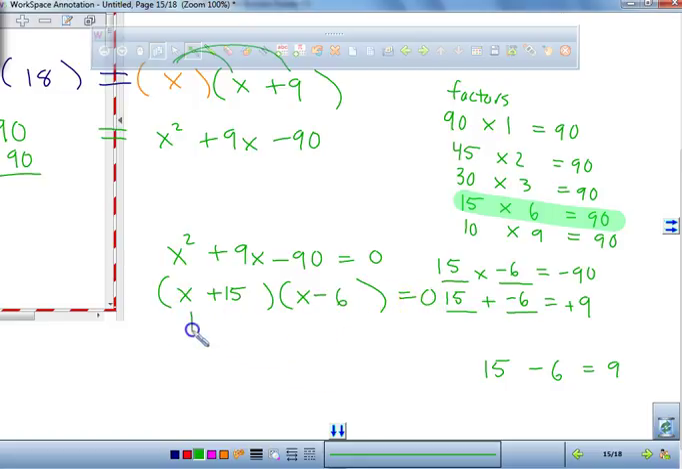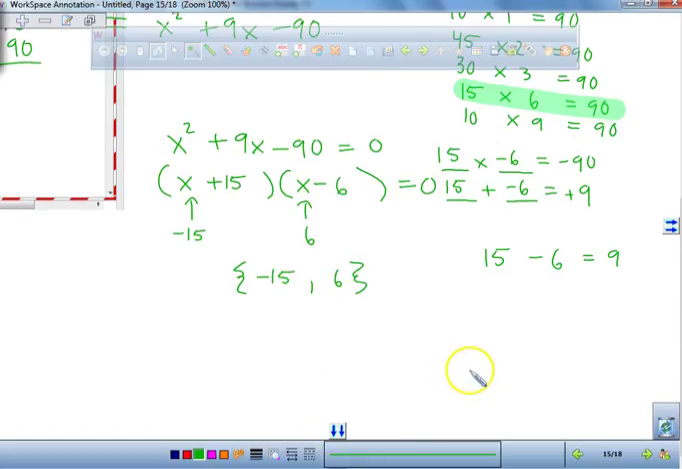Now, the solutions are the numbers that you have to plug in to make them equal to 0. So what number plus 15 equals 0? Negative 15. That's one of your solutions. What number minus 6 equals 0? Positive 6. All right? So these right here are your solutions. You have two solutions. One solution is negative 15, and one solution is 6.